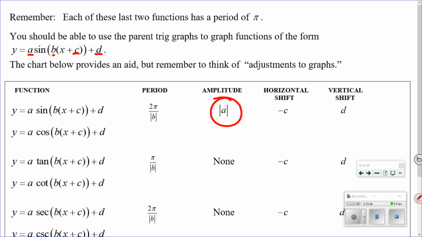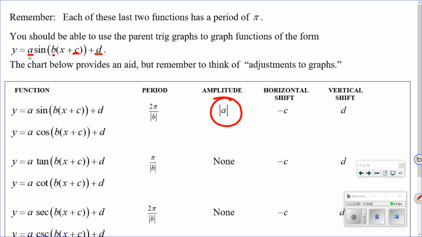B is still a horizontal stretch or compression. So that controls the period. So think horizontally. If I squish it in, that's going to make the period smaller. If I extend it, it makes the period longer.